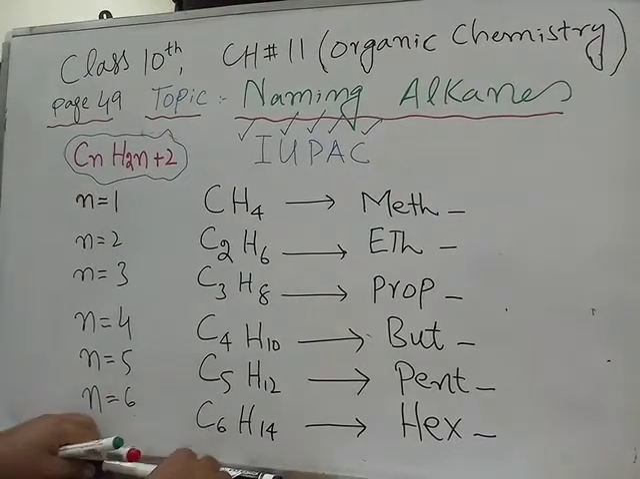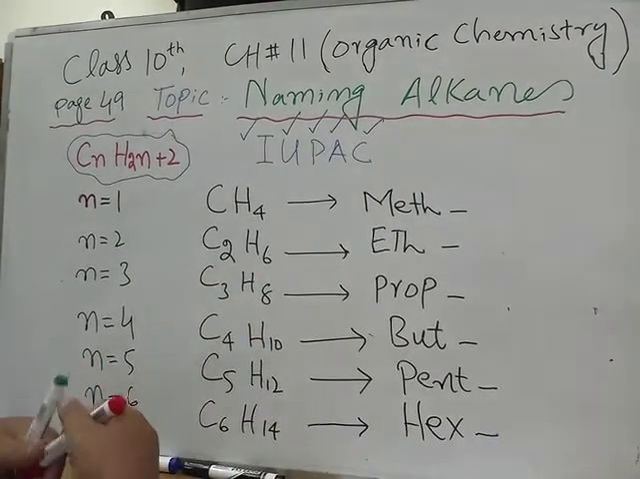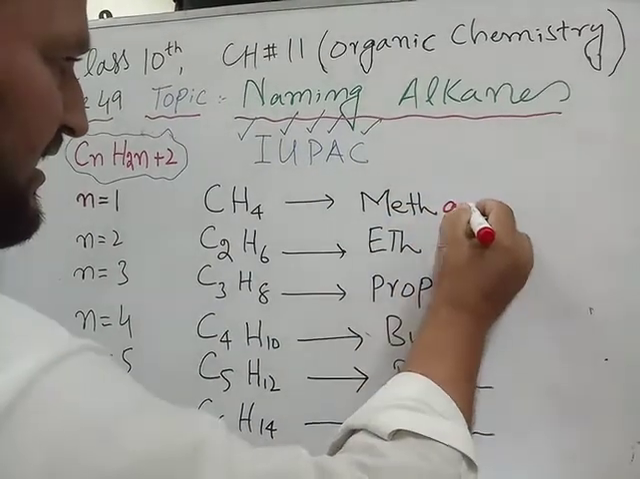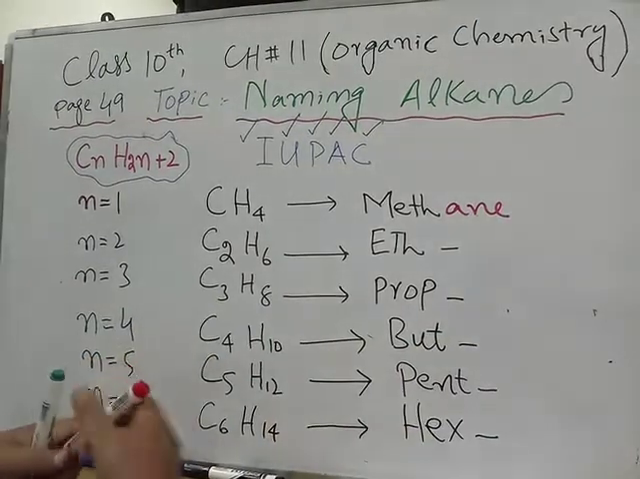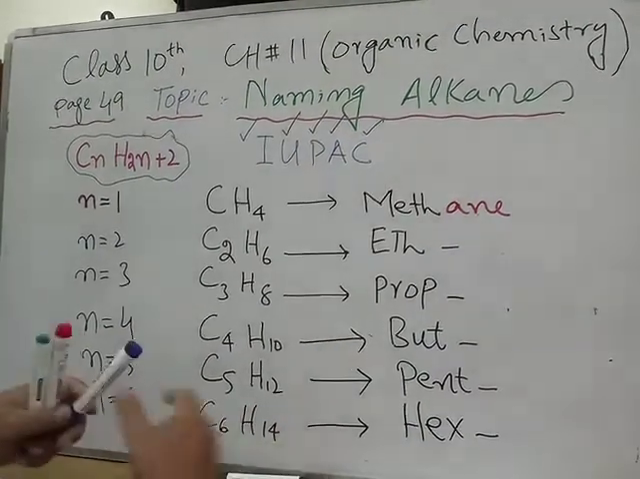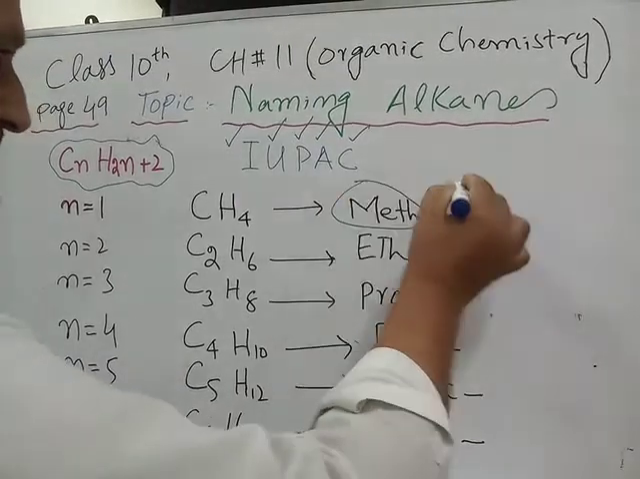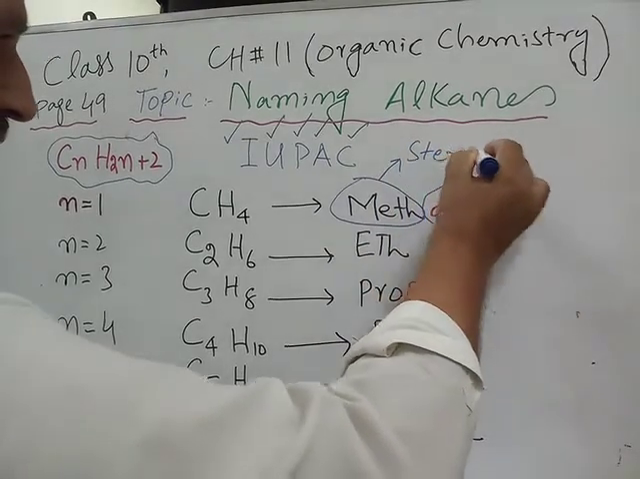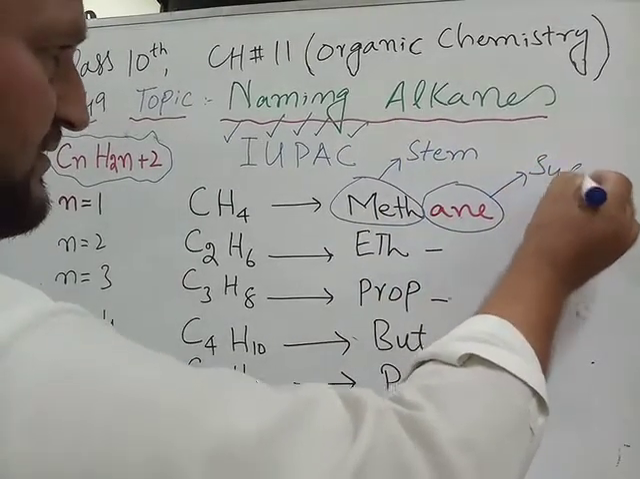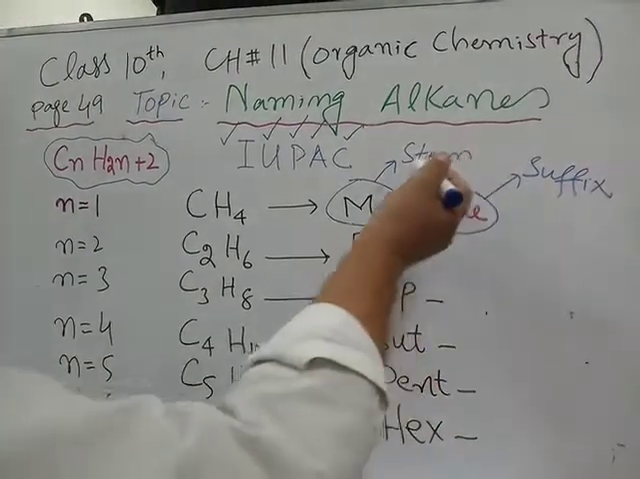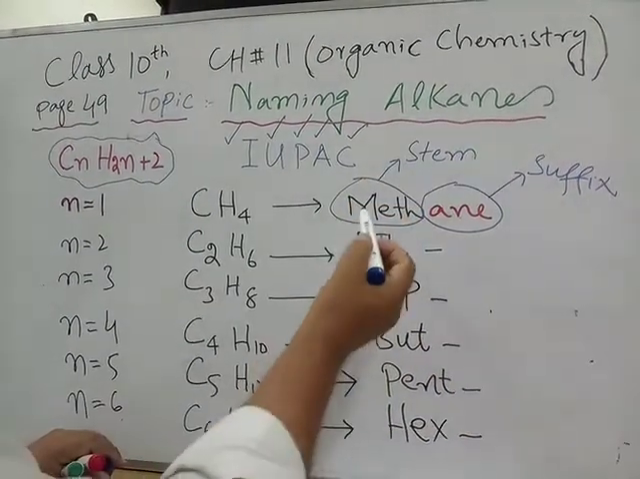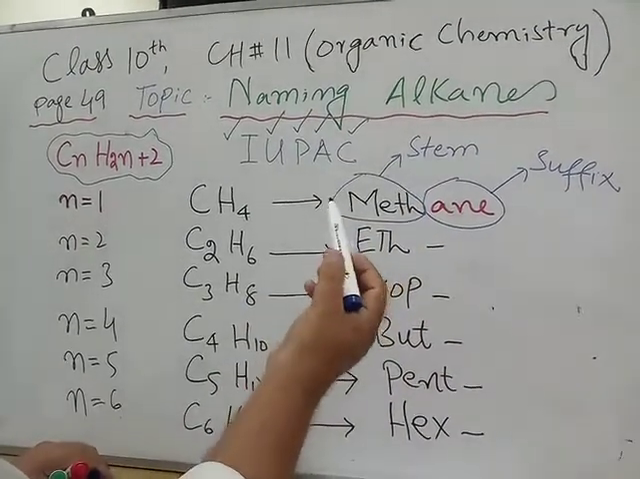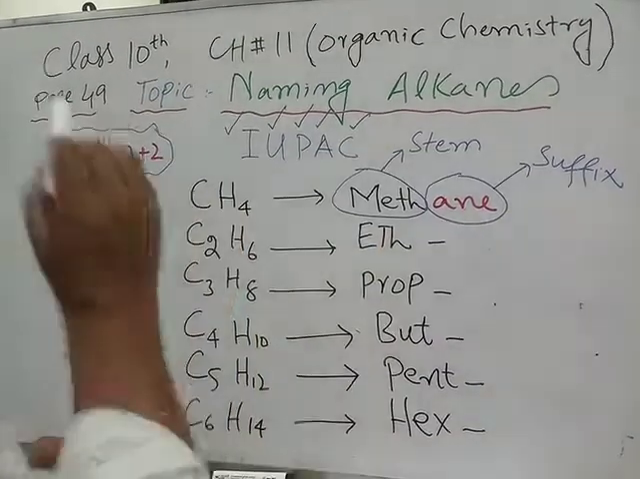The name of each alkane is composed of two parts. For example, if I write methane, it is meth and ane. The first is called the prefix part, also called the stem, and this is called the suffix. So in methane, meth shows the number of carbon atoms. Remember that whenever we have meth, this means one carbon.